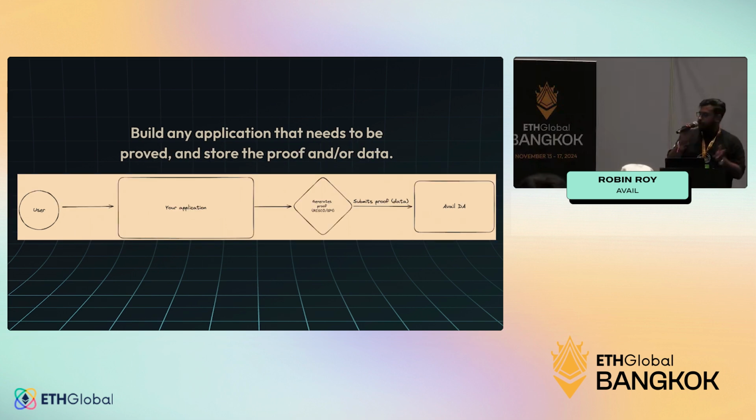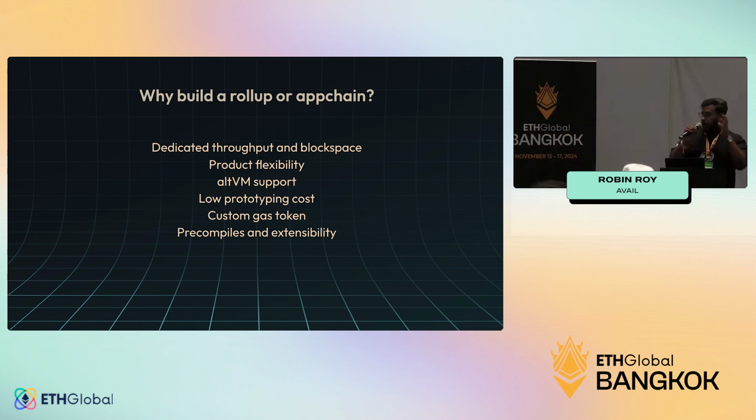And the last way you can probably think about using Avail is if you are building some kind of ZK application where you want to maybe store the proof, or maybe the inputs or the data behind that computation somewhere to be verifiable, so that anyone can pick up that data and prove it themselves. Something like that, you can again submit to Avail. So in this flow, you are the user. They interact with the application, which generates some proof, and they submit the proof to Avail, and then you can retrieve it later on, right? So those are some of the ways in which you can build on Avail.